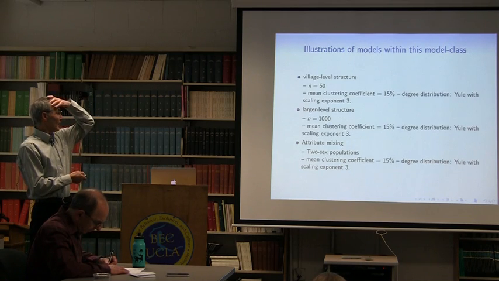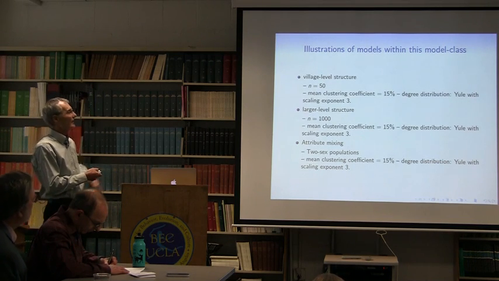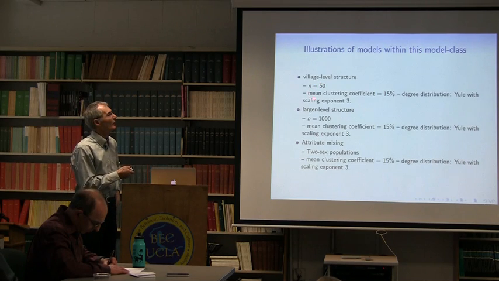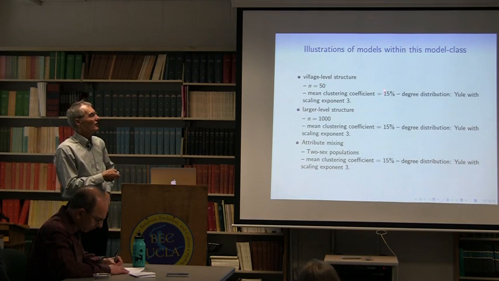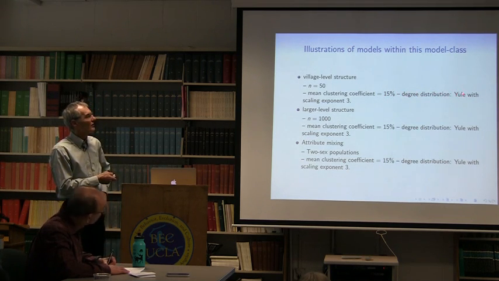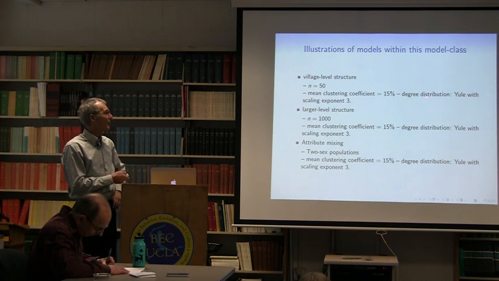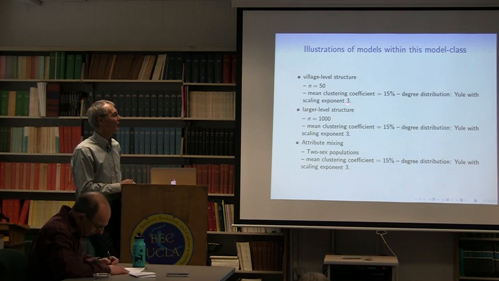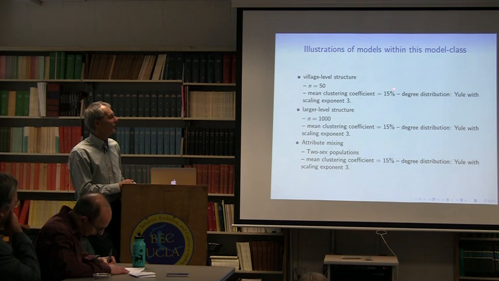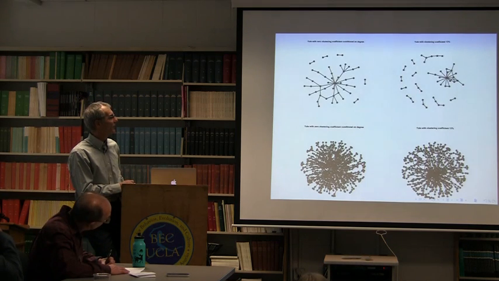I'll just give some illustrations of the sort of things that will come out of it. So here's a case where you have, say, 50 nodes in a village level, and we want a mean clustering coefficient, the thing I just described, of 15%. And what's often referred to as a degree distribution following a Yule distribution, which, for those of you in the know, is a so-called scale-free or power law distribution with a scaling exponent of 3, i.e. a very right-skewed distribution. So 15% of the possible triangles were actually there, and we can scale that up to 1,000. But let's look at the 15s first.